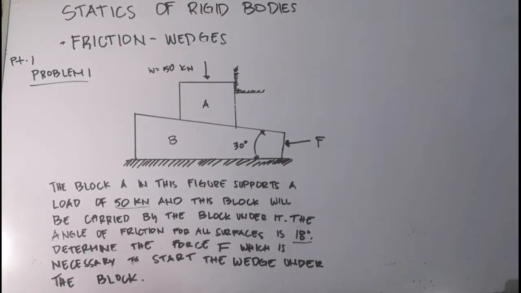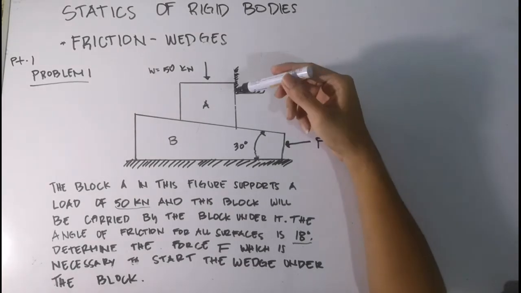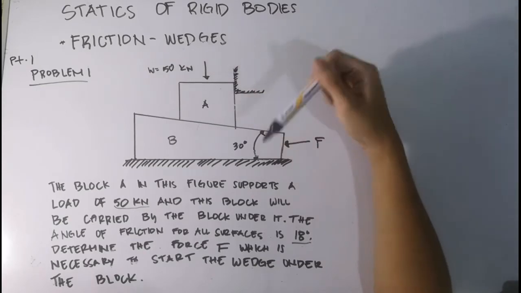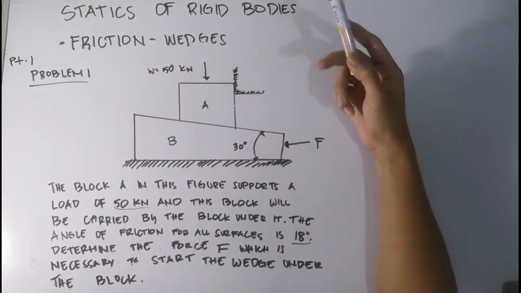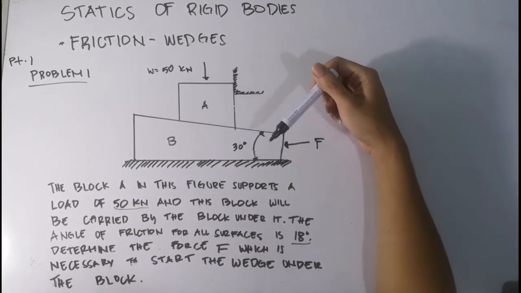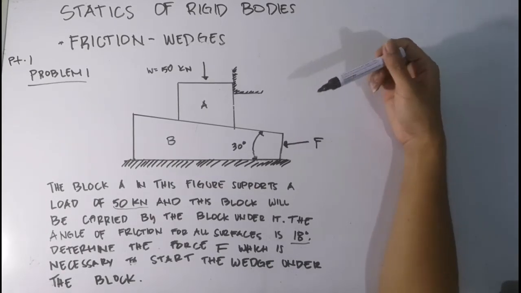So I'm here to discuss problem number 1 of wedges under friction. The block A in this figure supports a load of 50 kilonewtons, and this block will be carried by the block under it, which is block B. The angle of friction for all surfaces is 18 degrees. Determine the force F which is necessary to start the wedge under the block.